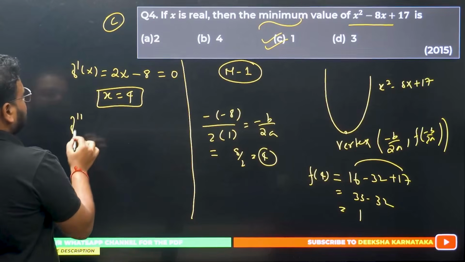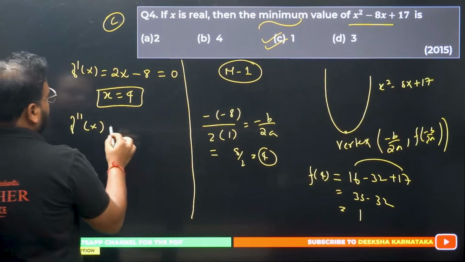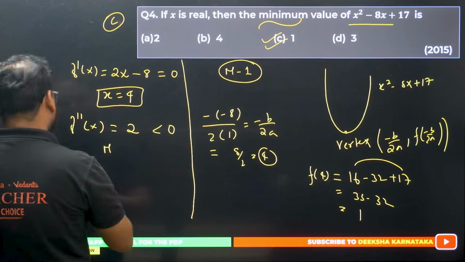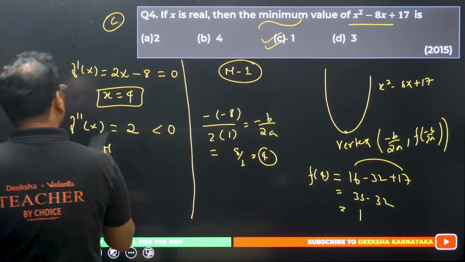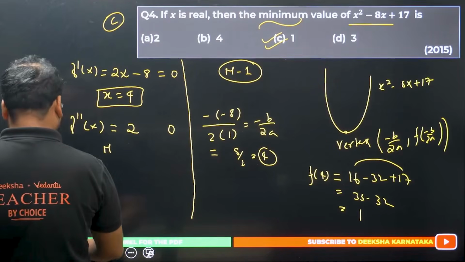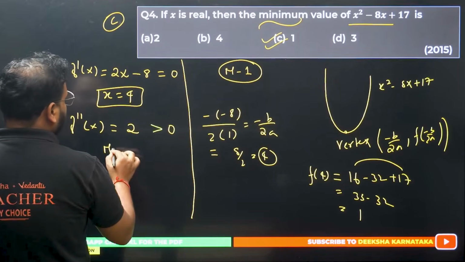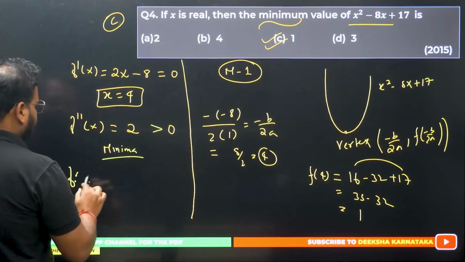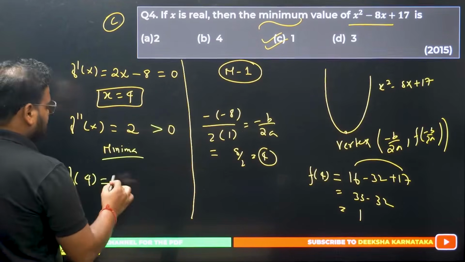Simply find f double dash of x if you want to check. You'll have simply 2, which is more than 0. So it means it's going to be a point of minima. Okay, so I get f of 4, and again it will come as simply 1.